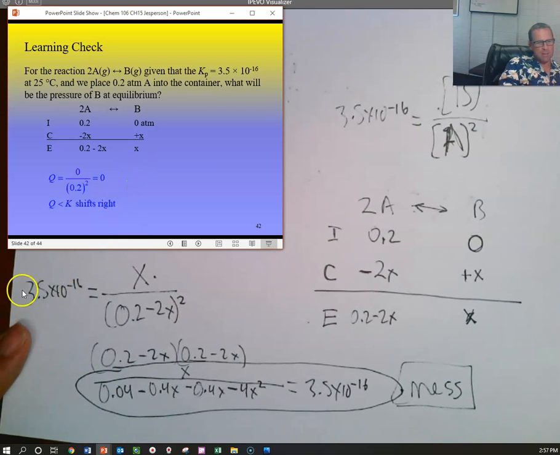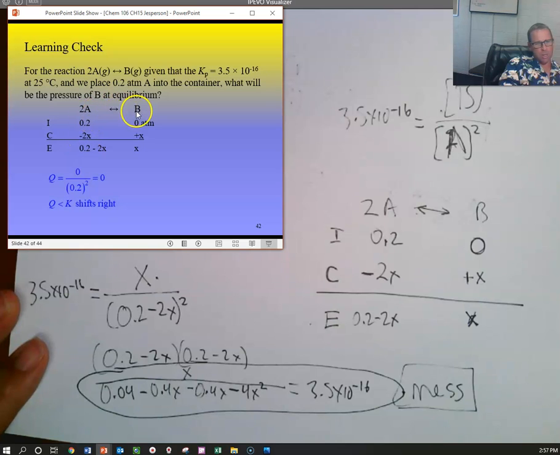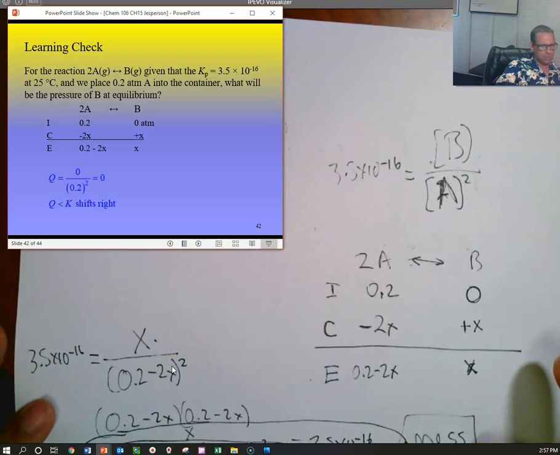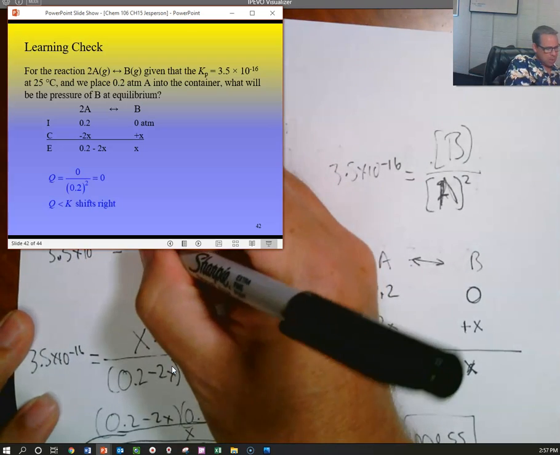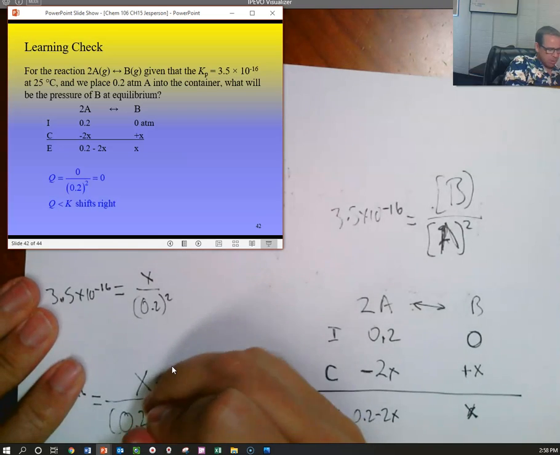Well, we said that because this is so small, 3.5 times 10 to the minus 16, the shift towards the product side is going to be pretty small as well. And so if x is going to be pretty small, and we're taking 0.2 and subtracting 2 of a really small number, because this 10 to the minus 16 is many orders of magnitude away from basically 10 to the minus 1, 15 orders of magnitude away, we can just drop this 2x component completely and leave behind 3.5 times 10 to the minus 16 being equal to x over 0.2 squared.